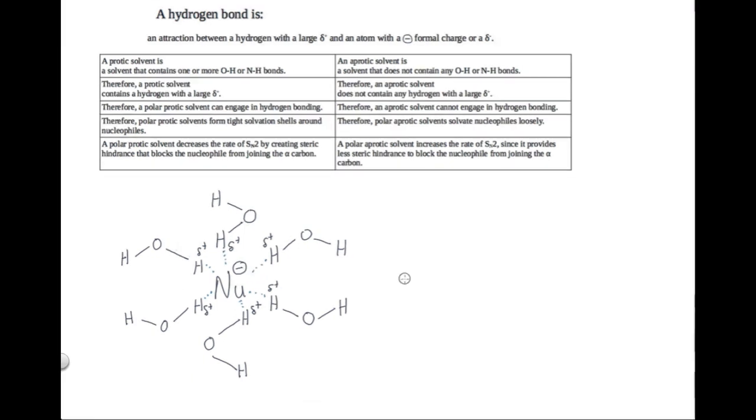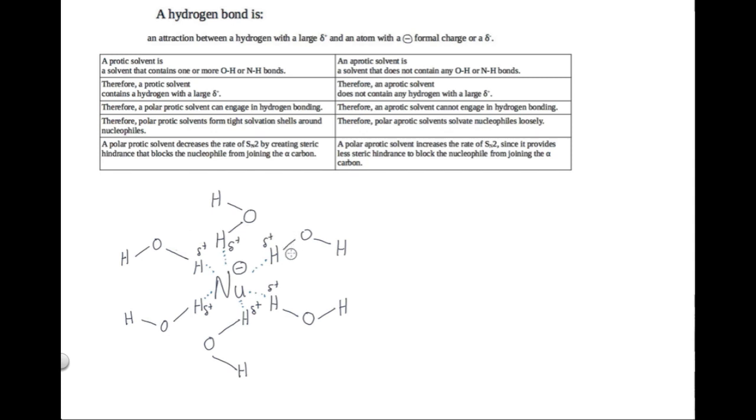Now, let's try to be clear about exactly which bonds in this picture represent hydrogen bonds. The hydrogen bonds are the bonds shown by the dots. This is a hydrogen bond, this is a hydrogen bond, and so on. Those are the attractions between hydrogens with a large delta positive and the nucleophile with a negative formal charge. So is this a hydrogen bond? No, this is not referred to as a hydrogen bond. This is referred to as an ordinary covalent bond.